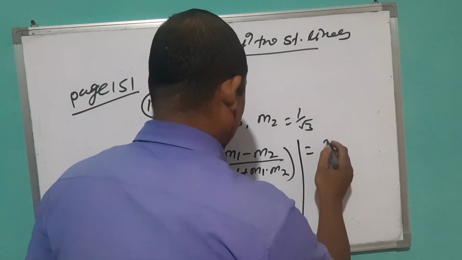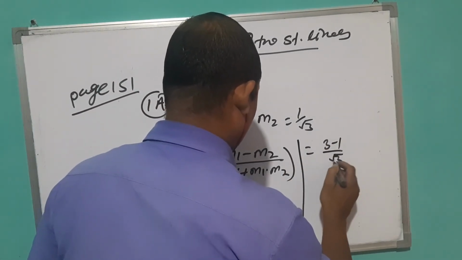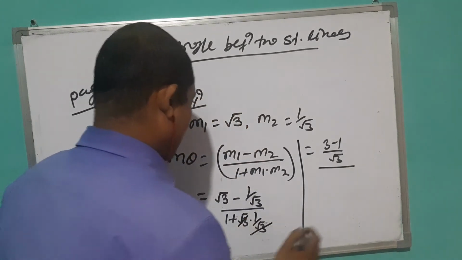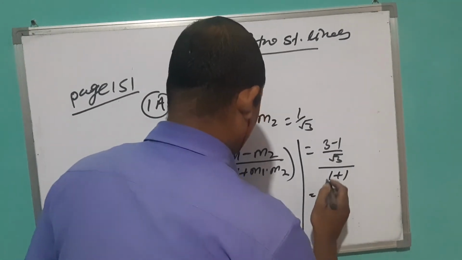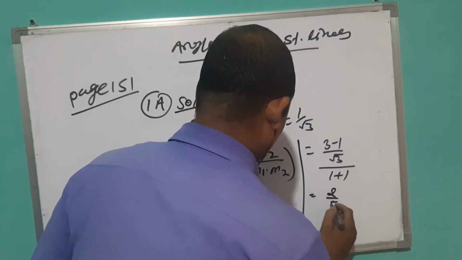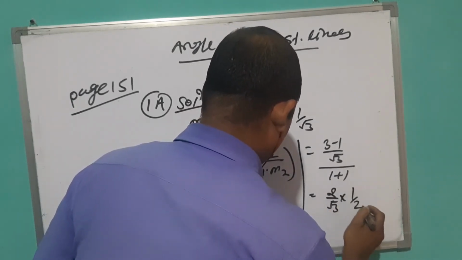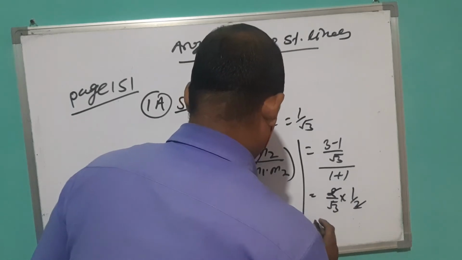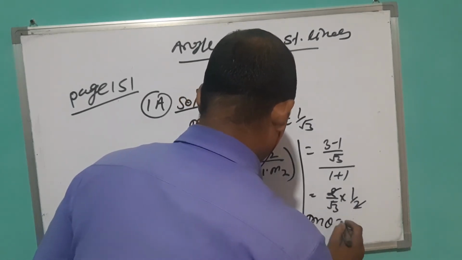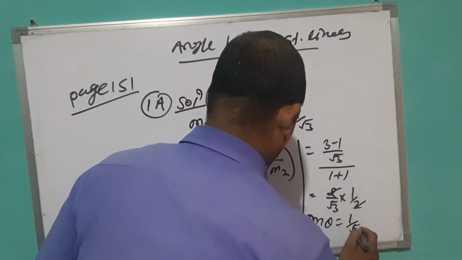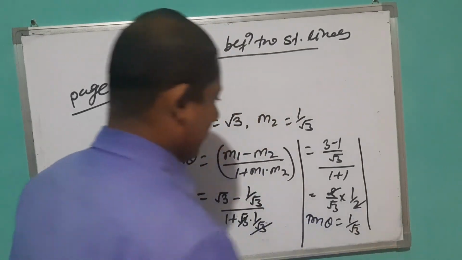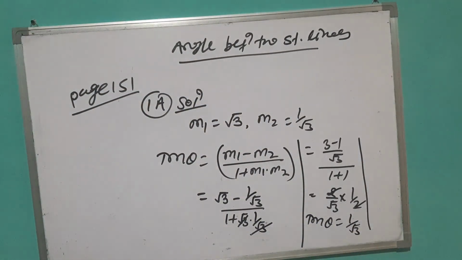That is 3 minus 1 by root 3, by root 3 cancel. That is 1 plus 1. It became 2 by root 3 into 1 by 2. 2 is also cancelled, and tan theta became 1 by root 3. One important thing, see here: tan theta came 1 by root 3, and we know the value of 1 by root 3 in a tan theta.